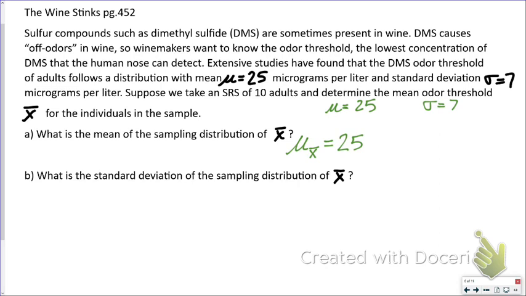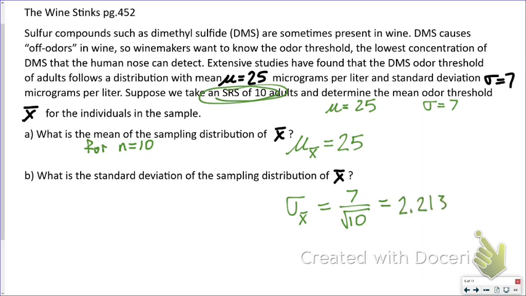Standard deviation, we need to grab the calculator. You take the true standard deviation divided by the square root of the sample size, and we're taking a sample size of 10 right here. And when we do that, we get an ugly decimal of 2.2136. And that's all. That's all that one's asking.